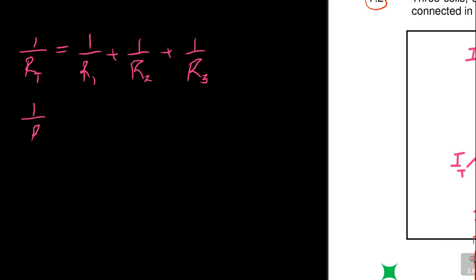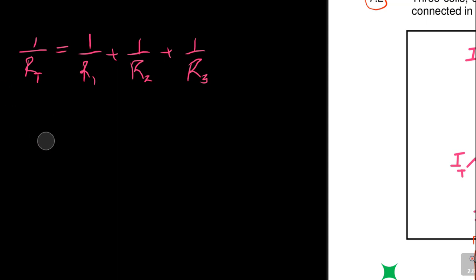What it says is 1 over RT is equal to 1 over R1 plus 1 over R2 plus 1 over R3. Because there are 3, I can use that. But now, which is 1 over RT, please don't say RT. Keep on saying 1 over. That's where most of you make an error. Don't forget that this continues as 1 over.